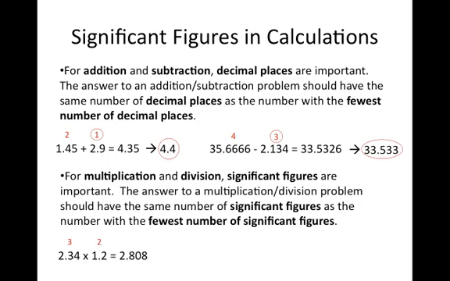1.2 contains 2 significant figures. Therefore, our answer should have 2 significant figures. So the answer will be either 2.7, 2.8, or 2.9. We'll round the number to 2.8 because the 0 that comes after the 8 causes the 8 to get rounded down to an 8 rather than up to a 9. So 2.8 is our answer.